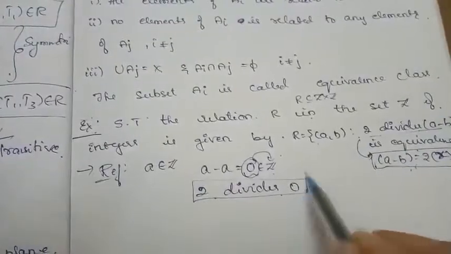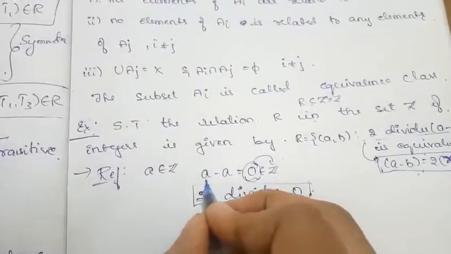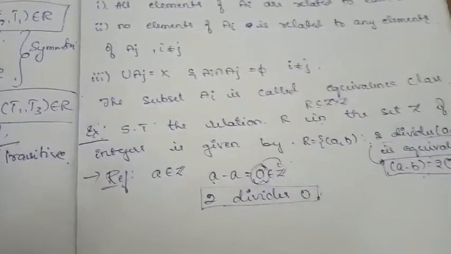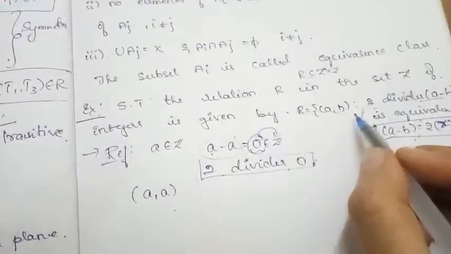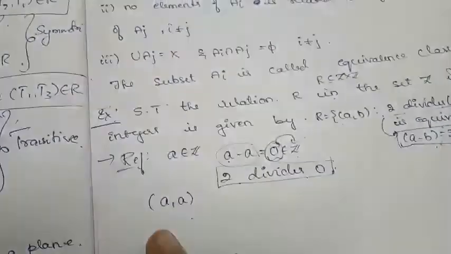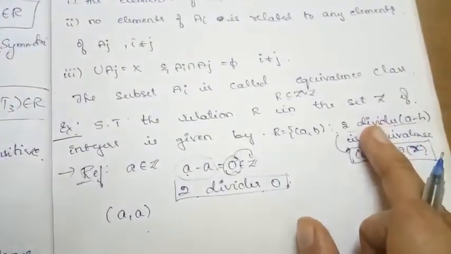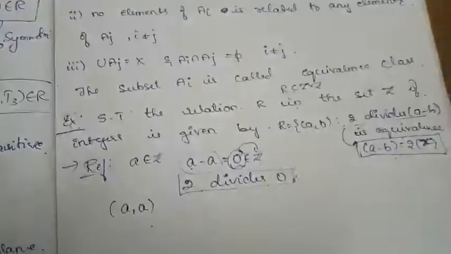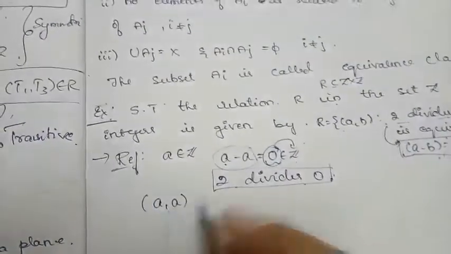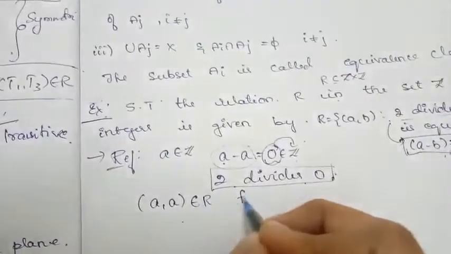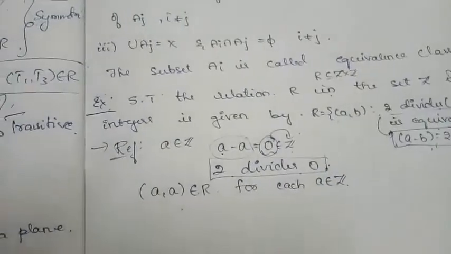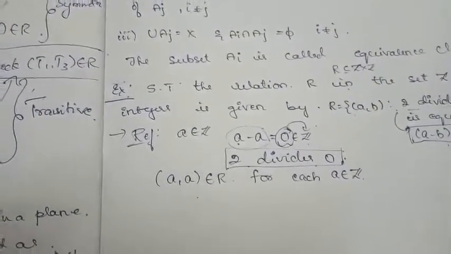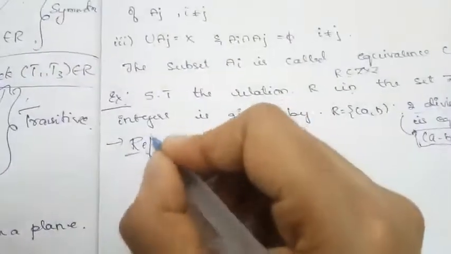So when we get this 2 divides 0 concept, when I subtract a number with itself, we are going to get 0. So what does subtracting a number with itself imply? (A, A). If I take any integer A and subtract it with itself, it satisfies the given condition, that 2 divides A minus B. So all those (A, A) belong to the relation for each A belonging to the set of integers. So (A, A) belongs to the relation, so it is a reflexive relation.